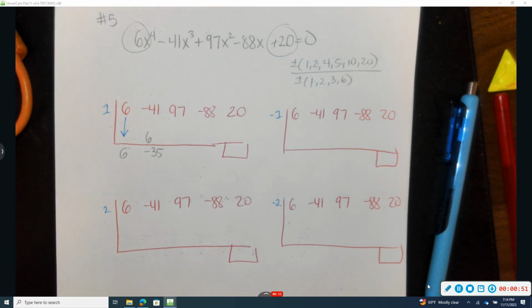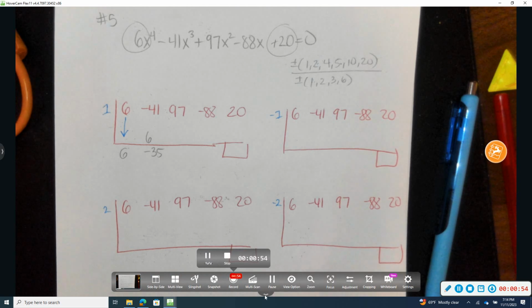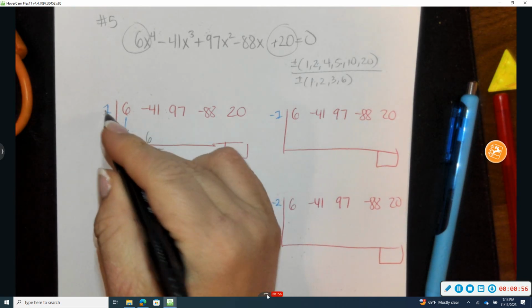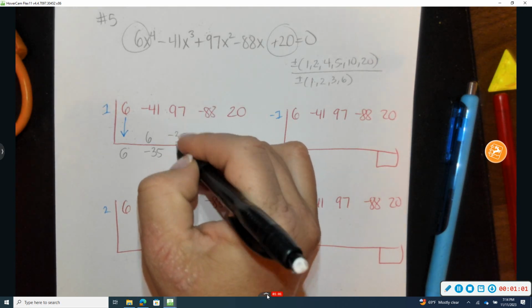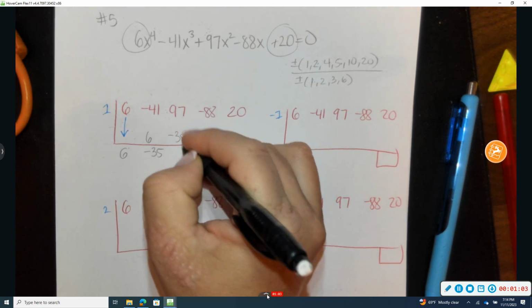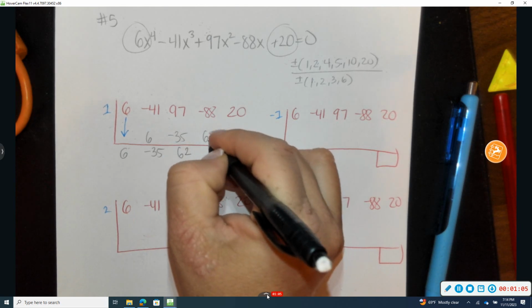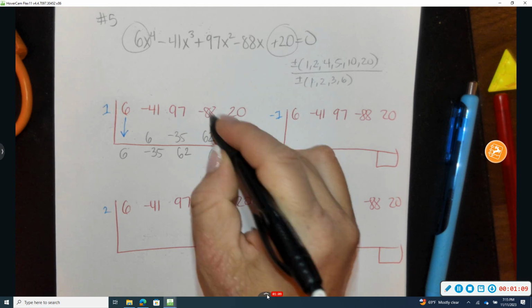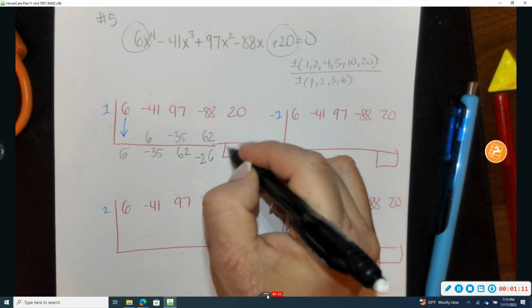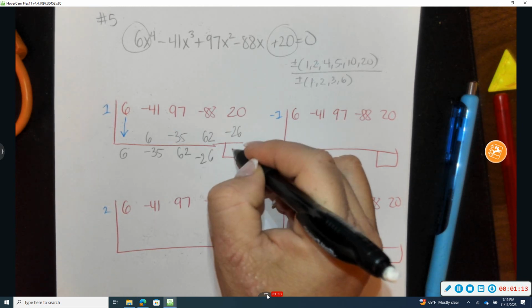Hold on one second here. Pull this up really quick. Yep, then I'm going to, let's see, 1 times -35 is -35. All right, so I'm going to subtract them because they're different signs. 62, multiply to get 62. The difference here should be 6 to a -26, multiply -26, and a -6.